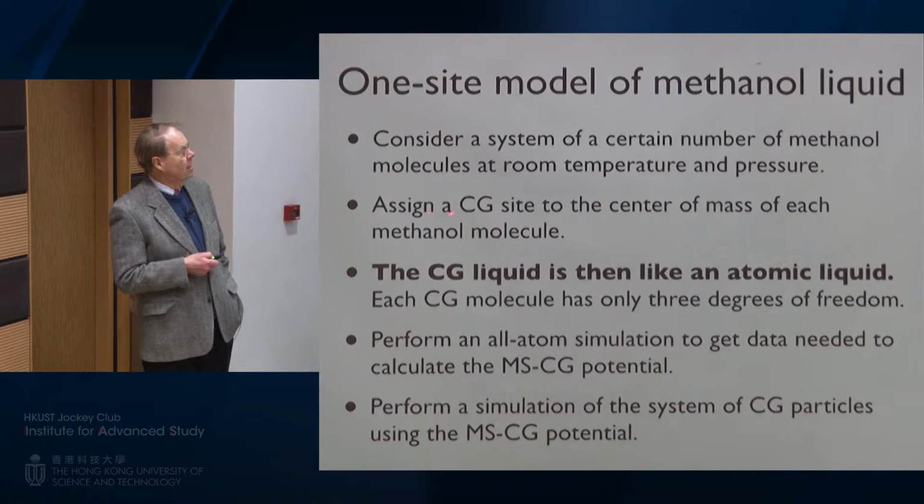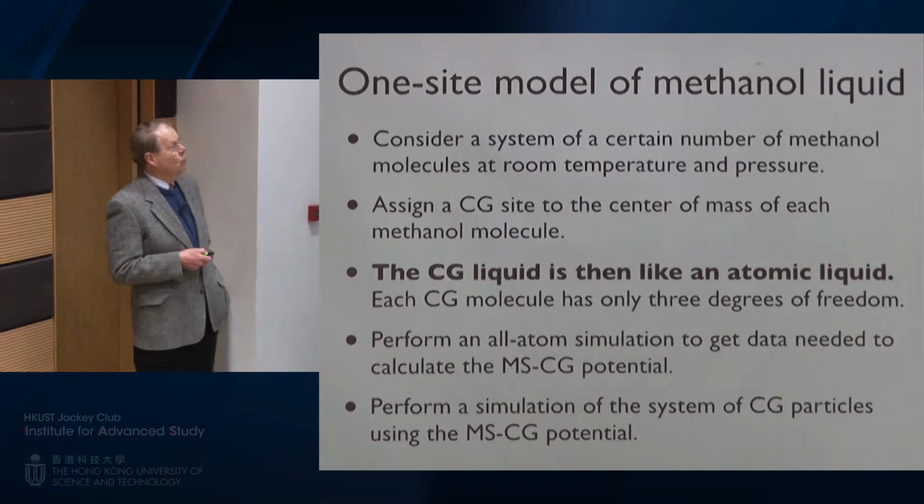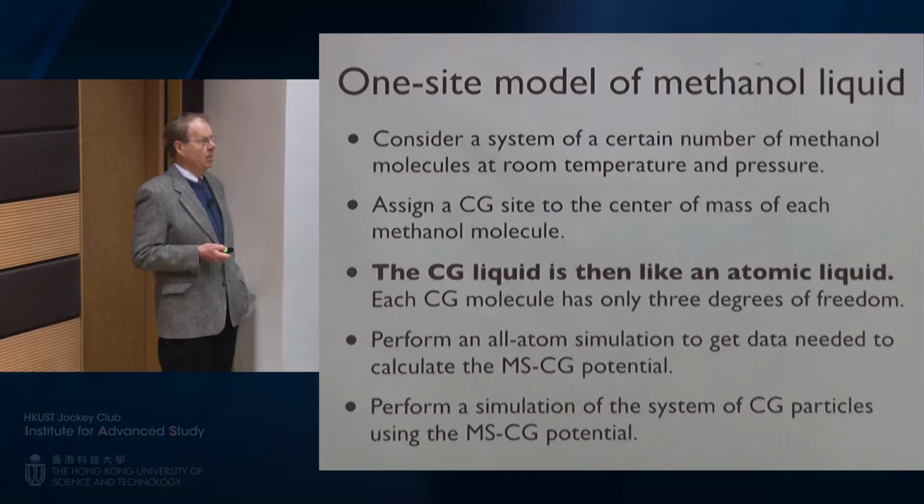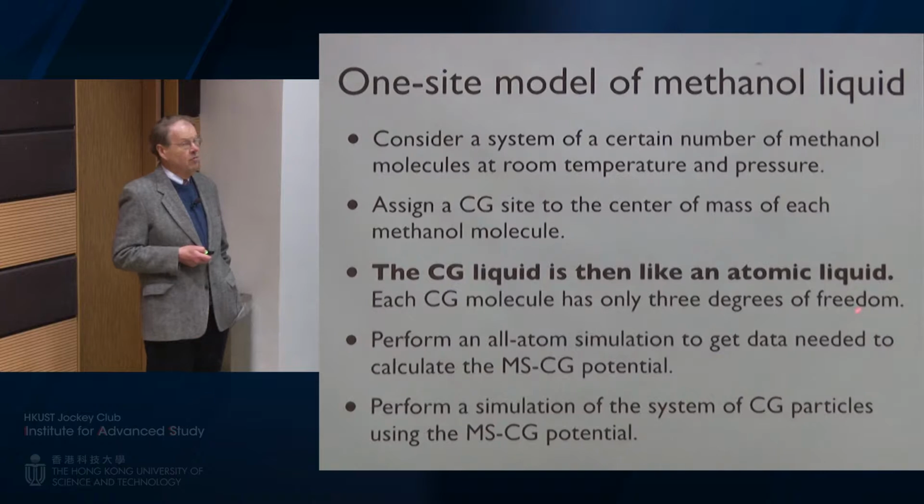We'll assign one CG site to the center of mass of each methanol molecule. So instead of six atoms for a molecule, we have one coarse-grained particle. The coarse-grained liquid then is essentially like an atomic liquid. And by going through the MSCG calculation, we get the effective potential energy for that atomic liquid. Each coarse-grained molecule has only 3 degrees of freedom.